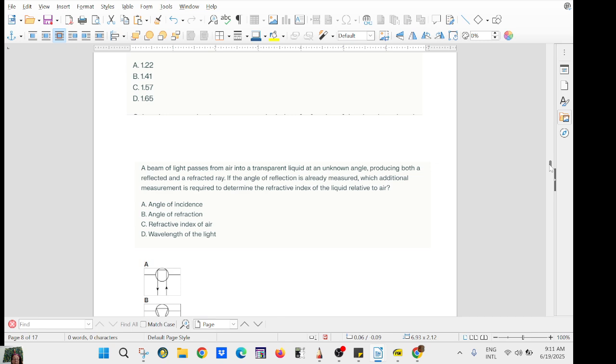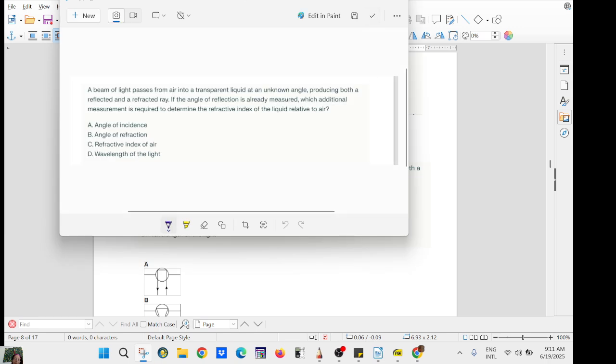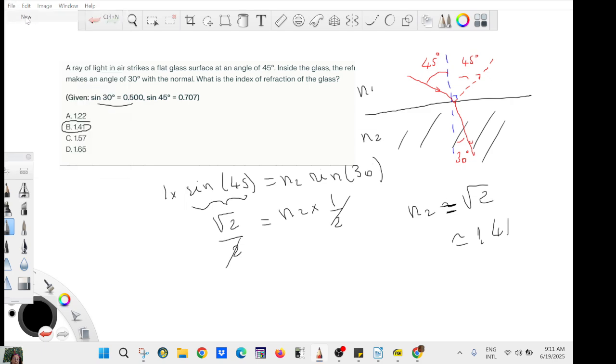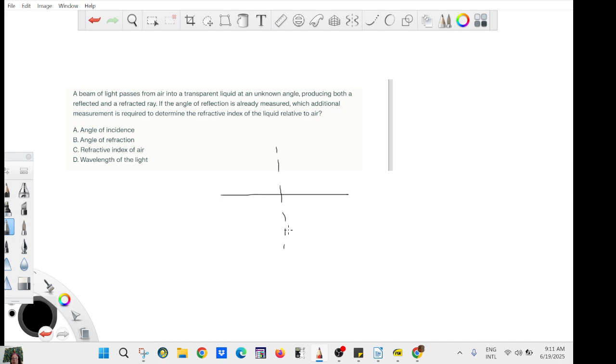Okay, so let's do the next one. This is interesting. Let's see what's going on. That's just to test the reading comprehension, and it always helps to make a drawing. So it says here you have n1, n2. n2 is larger than n1, and this angle, they say, we don't know. It's going to be closer to the normal here. And they say we also know the reflected angle, the angle of reflection is already measured. So that's what you have to figure out.